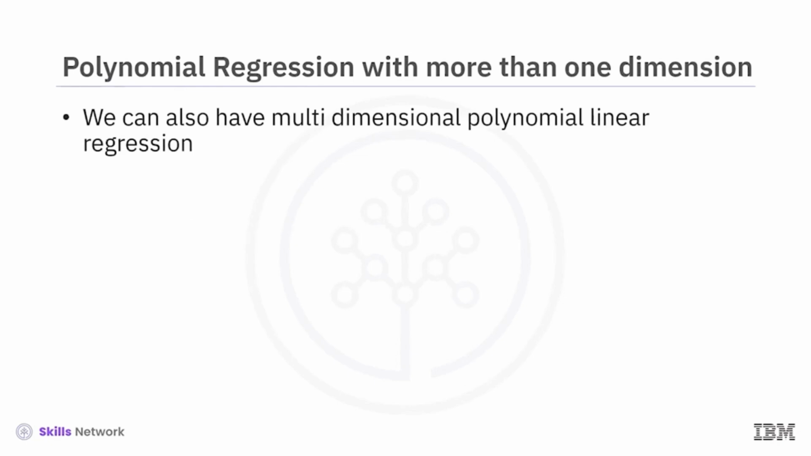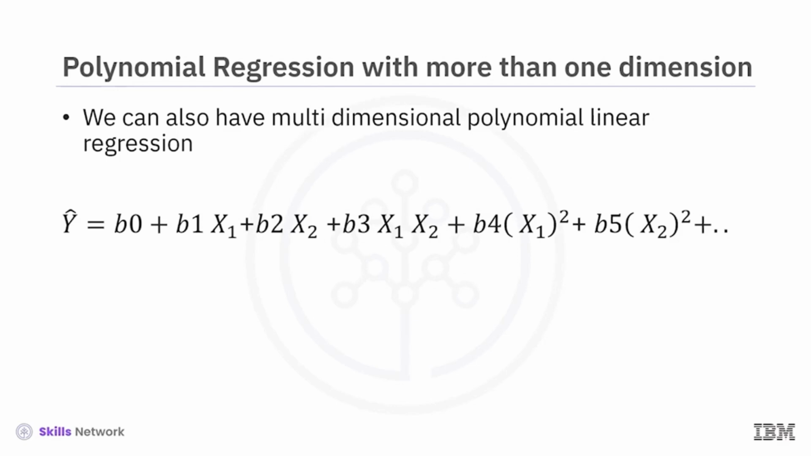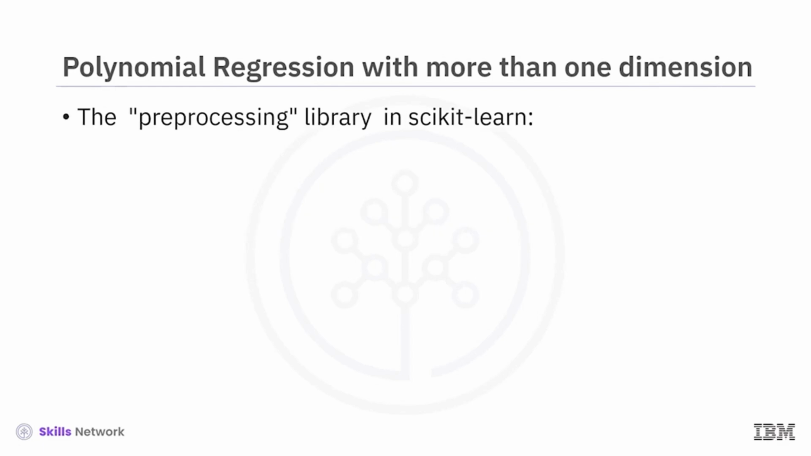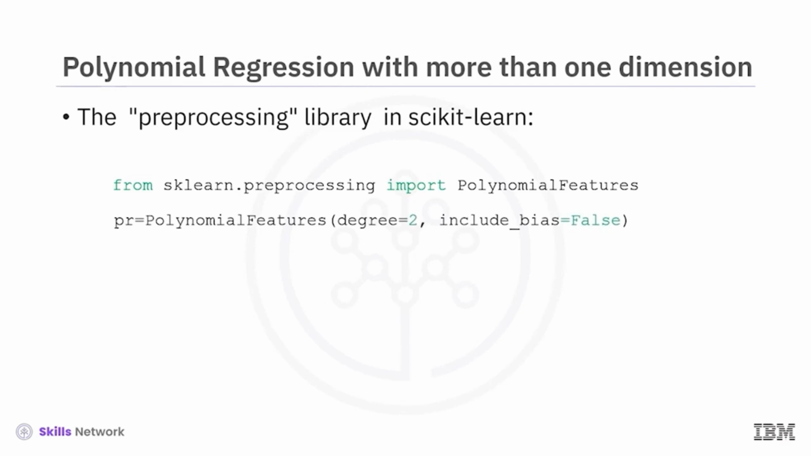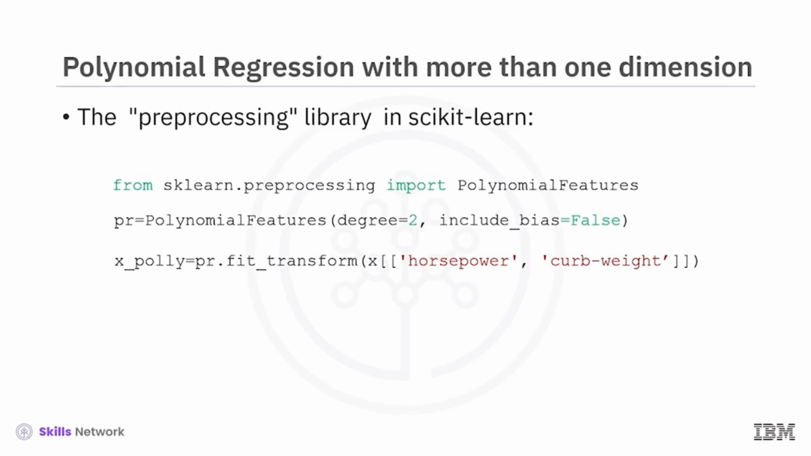We can also have multidimensional polynomial linear regression. The expression can get complicated. Here are just some of the terms for a two-dimensional second-order polynomial. NumPy's polyfit function cannot perform this type of regression. We use the preprocessing library in Scikit-learn to create a polynomial feature object. The constructor takes the degree of the polynomial as a parameter. Then we transform the features into a polynomial feature with the fit_transform method.